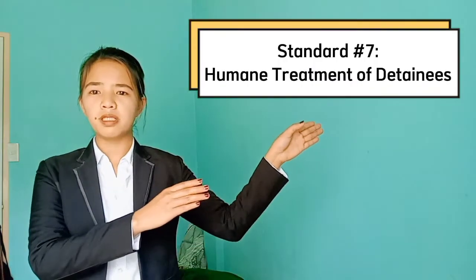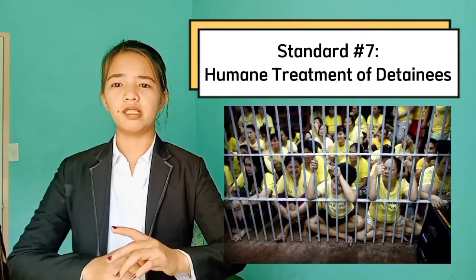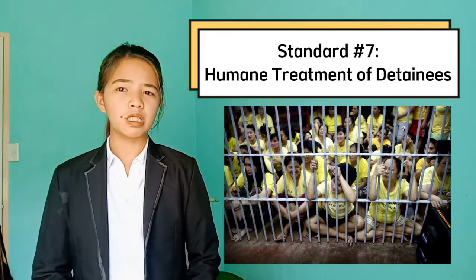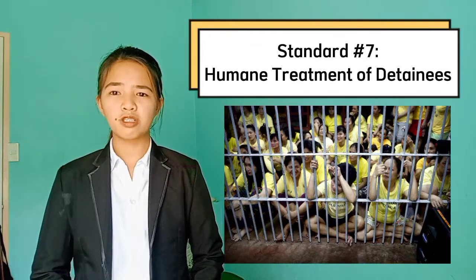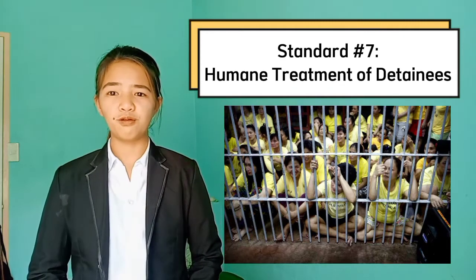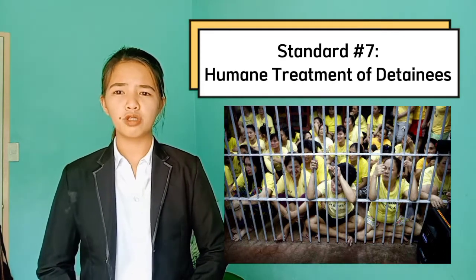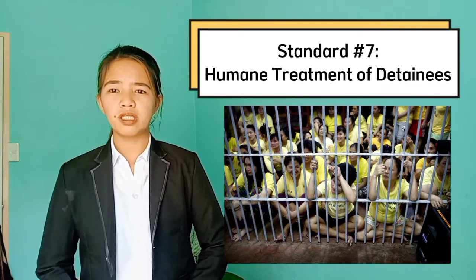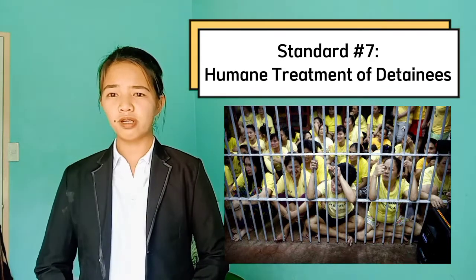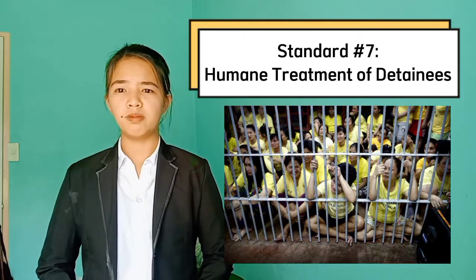Standard number 7 is the humane treatment of detainees. All detainees must be treated humanely. Section 19 of the Human Rights Act of 2004 states that it is to ensure that detainees are treated with consideration of their rights and dignity as human beings.